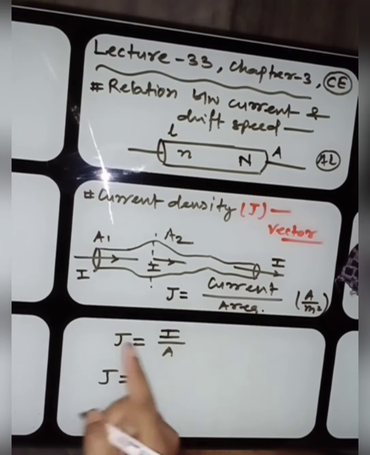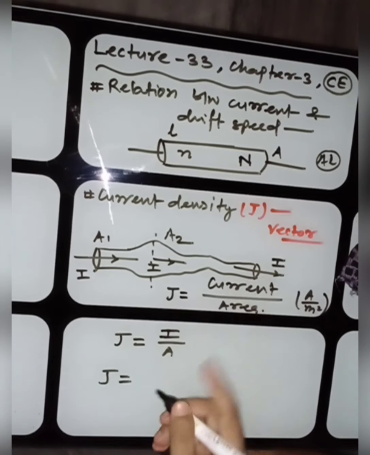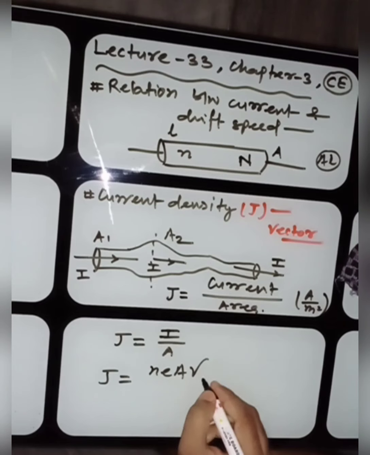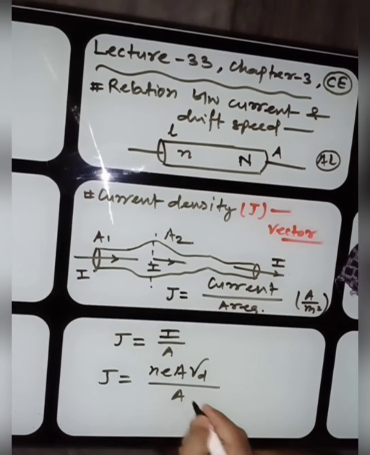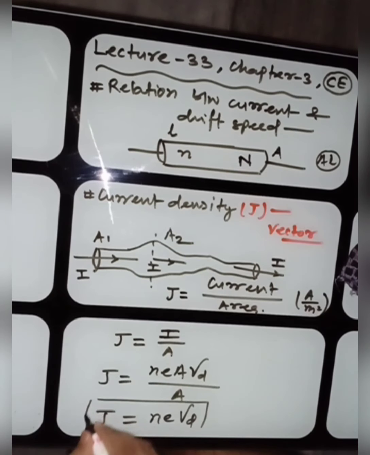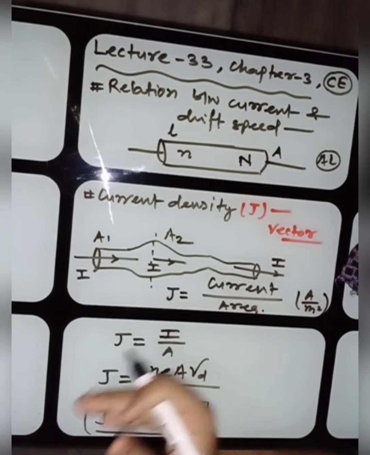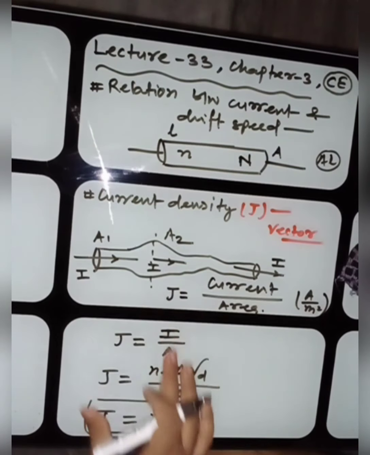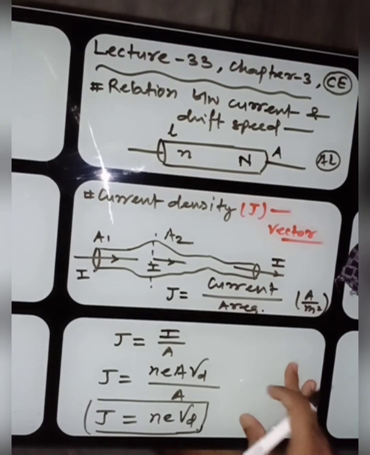Now, my dear student, we can write this equation with another relation also, as we know that I, we have already studied, with the drift speed it is NEAVD. A will be cancelled out, so J, that is the current density, will be written as NEVD. So this is the current density and drift speed. Okay, so if you are asked to write or define the current density, in this way you can represent the current density.